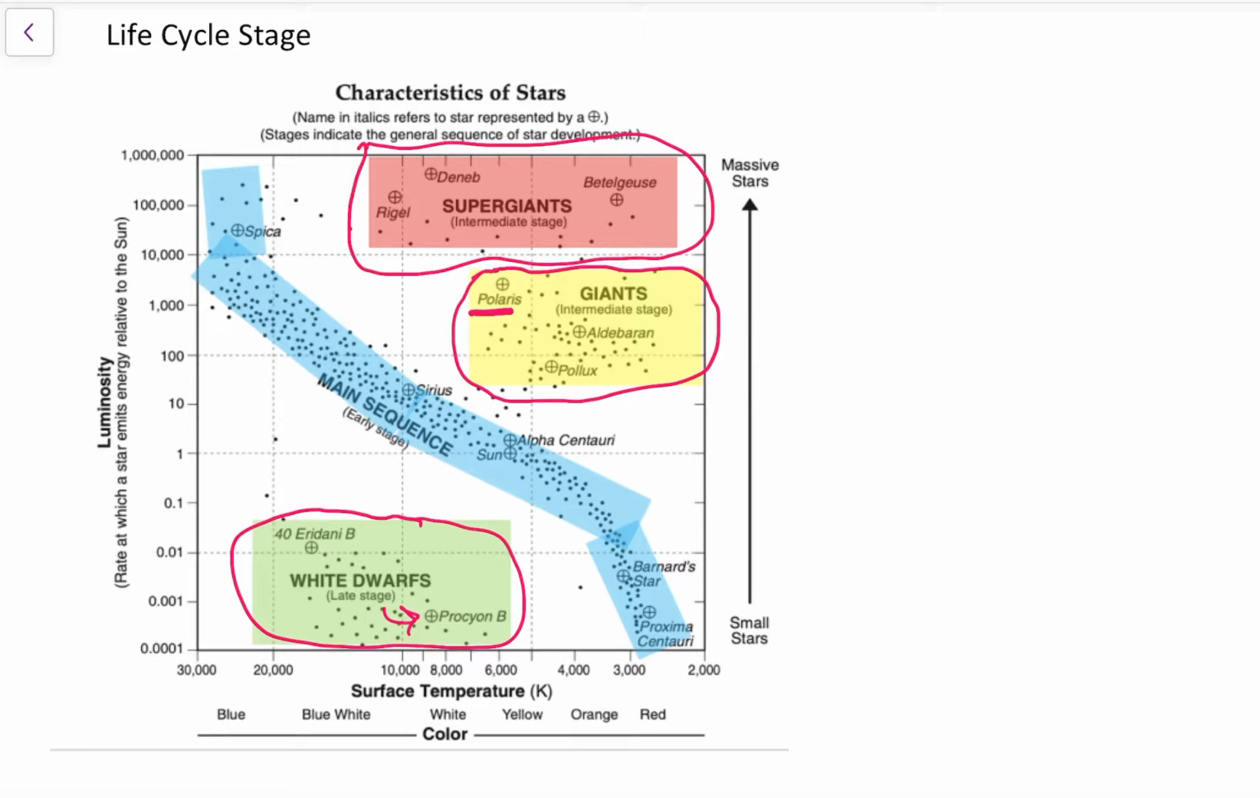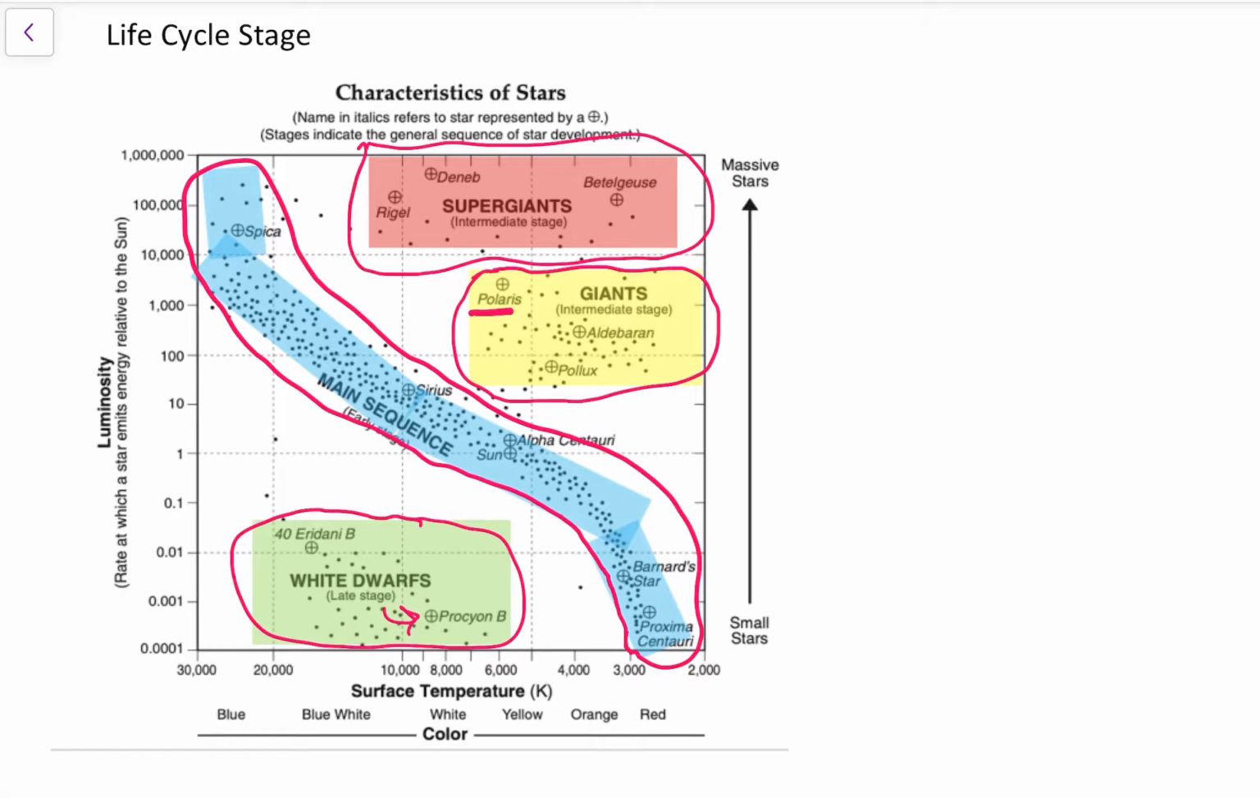The hard part here, though, is the main sequence stars. Remember, main sequence stars are the most common. They're where stars spend most of their lifetime. And the main sequence stars are this grouping of stars that kind of go diagonally across the entire chart. So the whole main sequence is this kind of diagonal squiggly line going across the diagram.